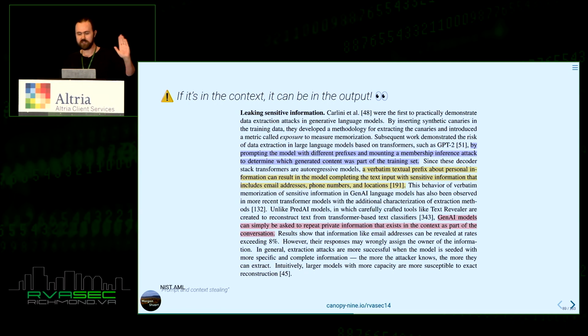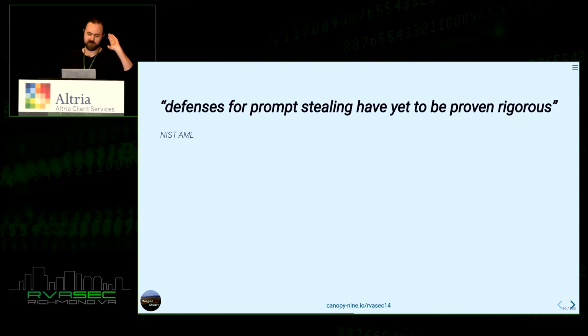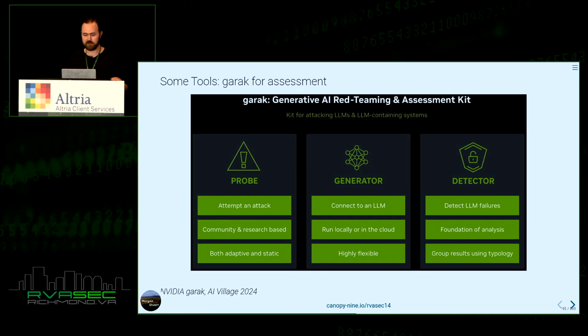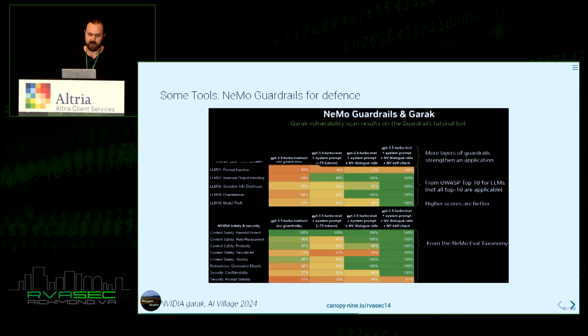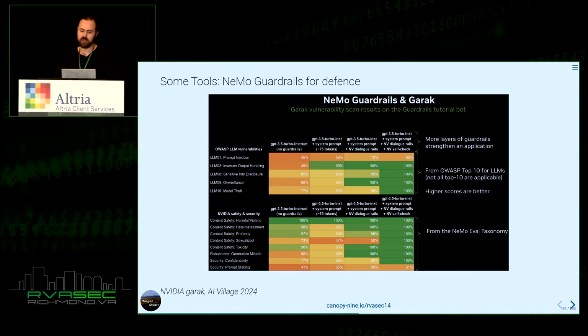And just to drive this point home, NIST was saying that defenses for prompt stealing really have yet to be proven rigorous, and so that's what they were calling it at the time. This was last year. But the Garak team did some nice work. Garak is actually a tool for assessing this, and NVIDIA also has, I think it's called NeMo Guardrails, and they were able to show some improvement in some of these risks using these guardrail prompts.